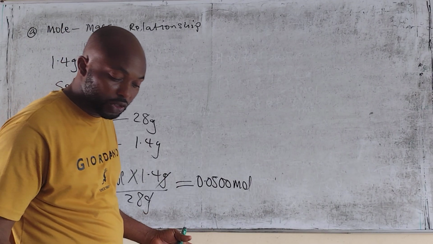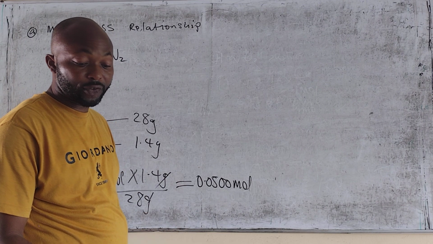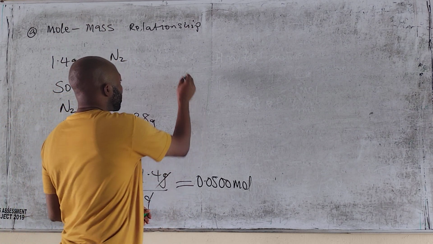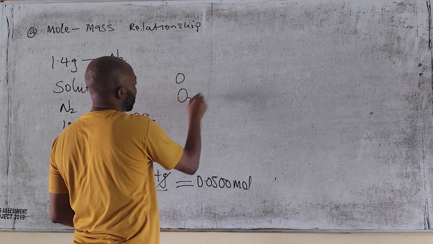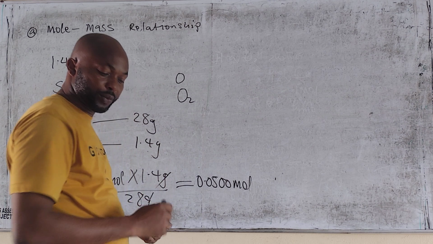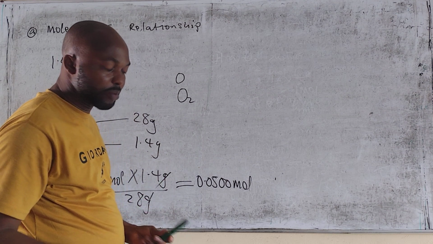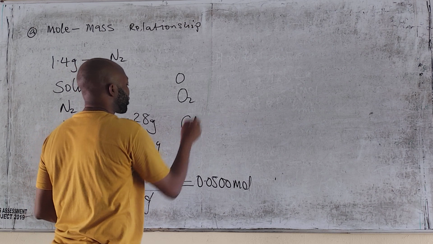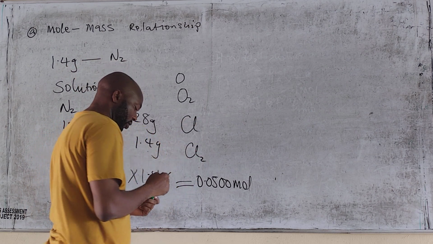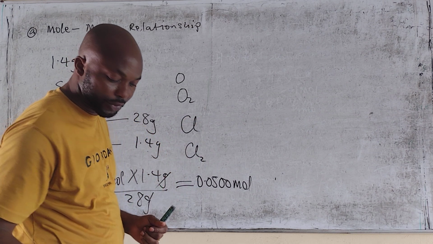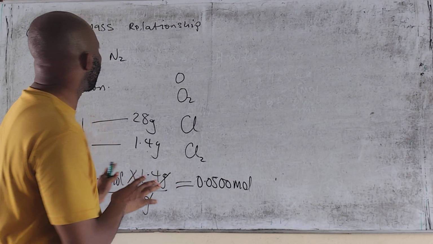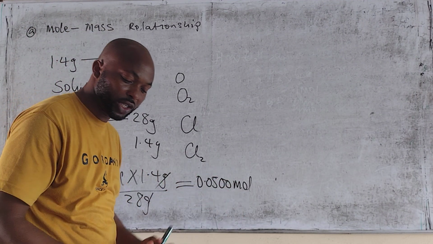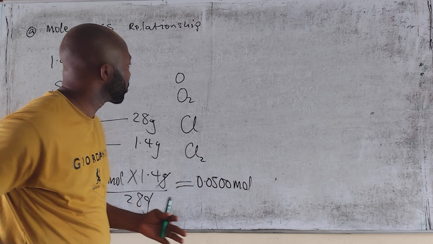Calculate the number of moles of the following substances. 32 grams of oxygen atom. This is oxygen atom. This is oxygen molecule. Don't forget that. So, 35.5 grams of chlorine molecule. This is chlorine atom. This is chlorine molecule. So you should not get yourself confused. So aside from that, we're done with mole-mass relationship. Let's look at another relationship, which is mass-mole relationship.